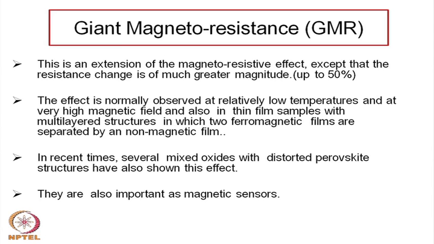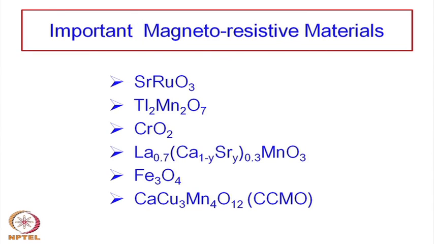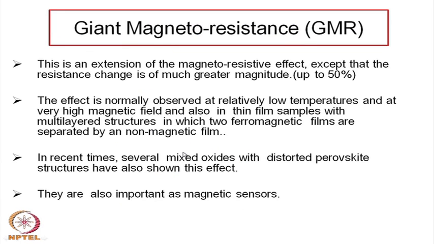In recent times there are mixed oxides with distorted perovskite structures. In fact, one of the oxides which we have discussed just now is like this. Lanthanum manganate based materials also show magnetoresistance or giant magnetoresistance properties. They are also important as magnetic sensors.